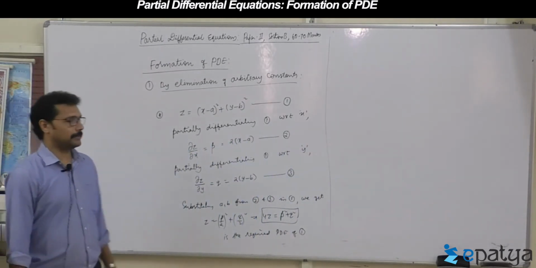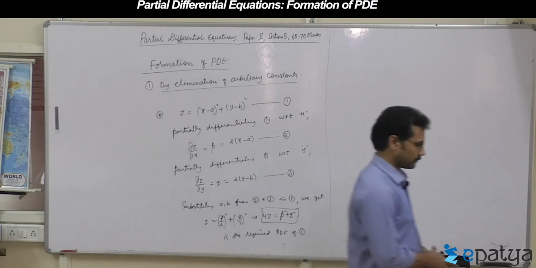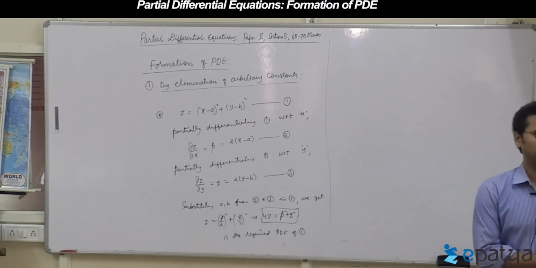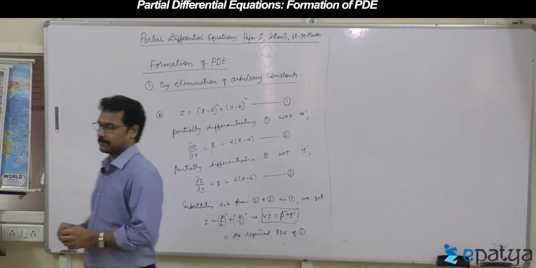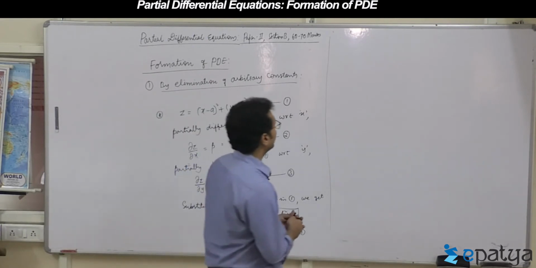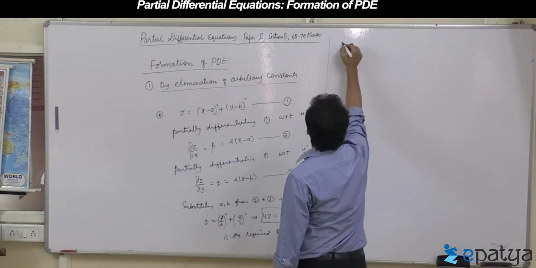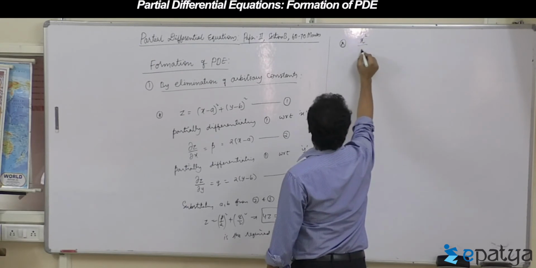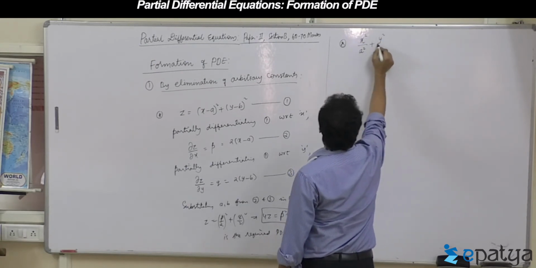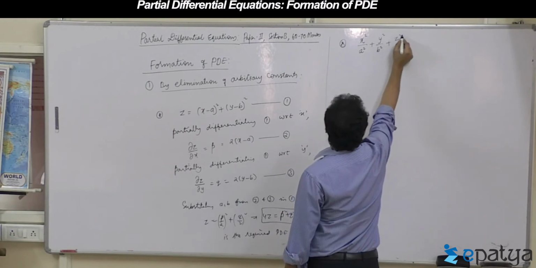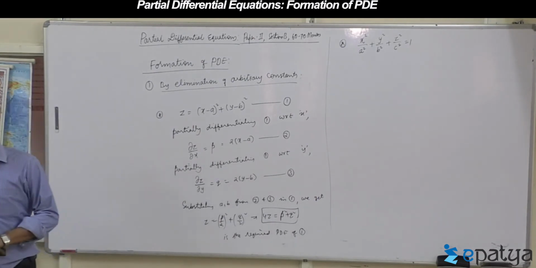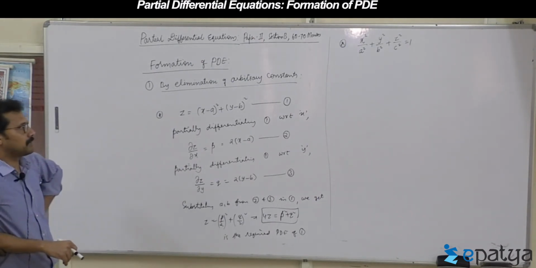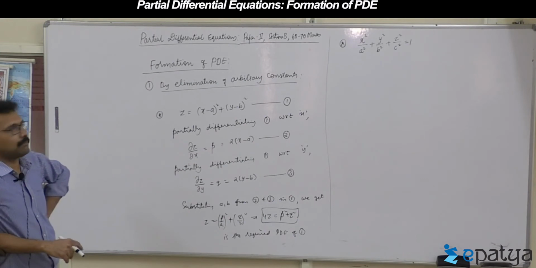Obtain the PDE by eliminating a, b, c from x square by a square plus y square by b square plus z square by c square equal to 1. You try to do that.